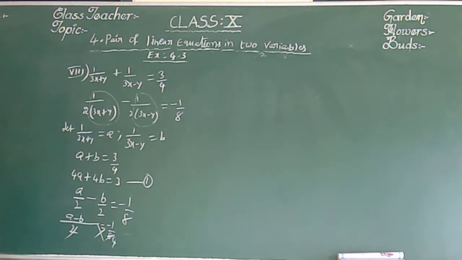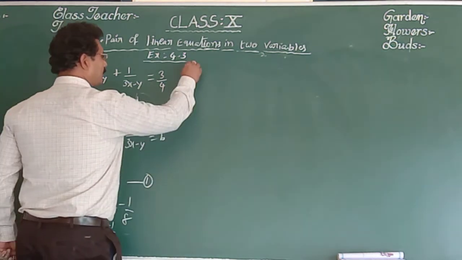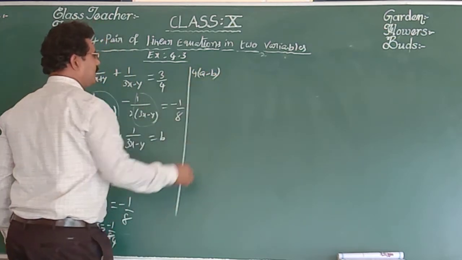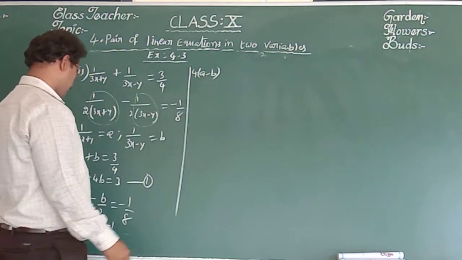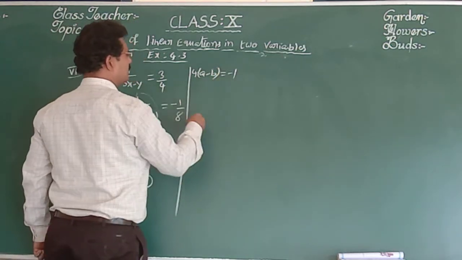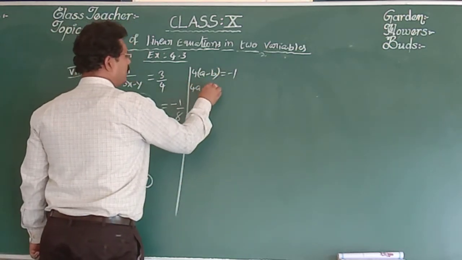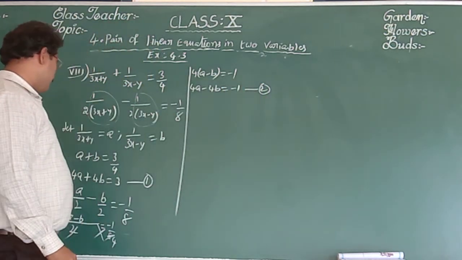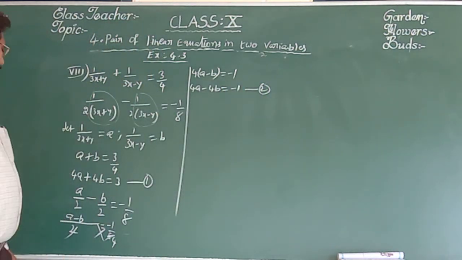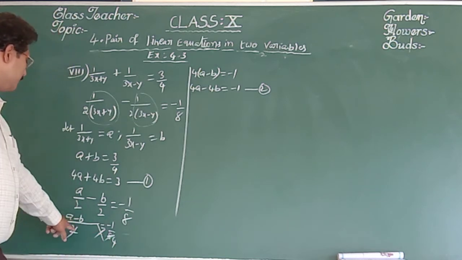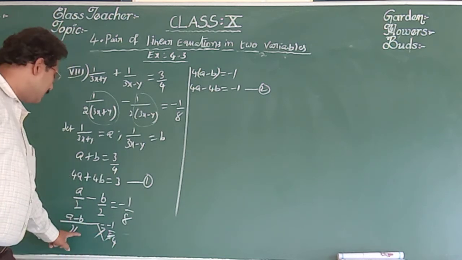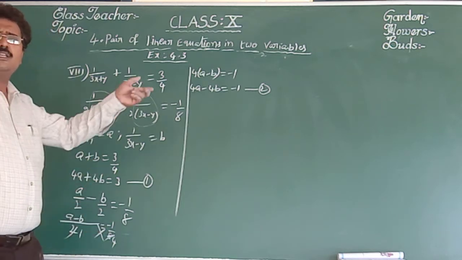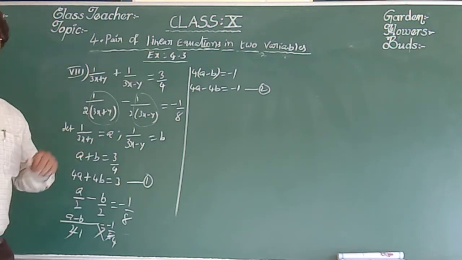Now cross multiply. 4 of a minus b is equal to minus 1. So 4a minus 4b is equal to minus 1. Call it equation number 2. Why? Because here you can cancel 2 ones are 2, 4 twos are 8. Same numerators we can cancel, same denominators also we can cancel.